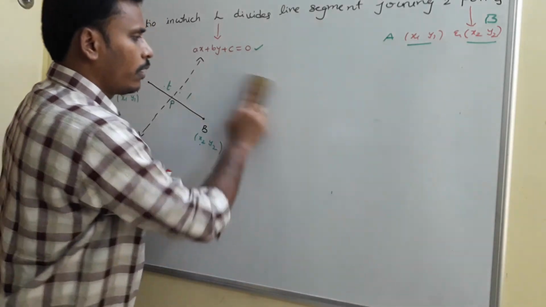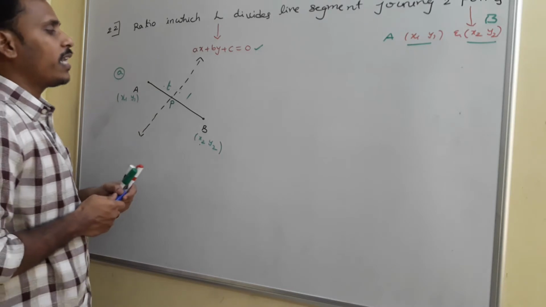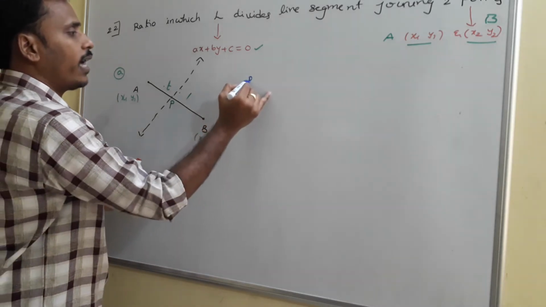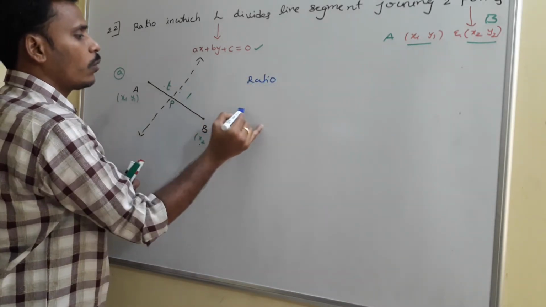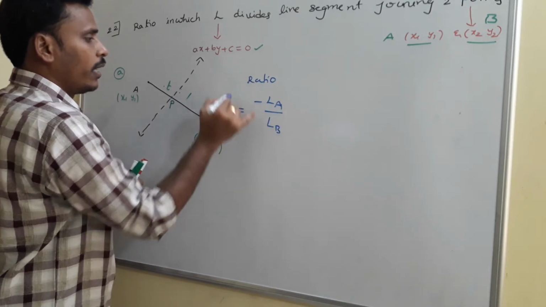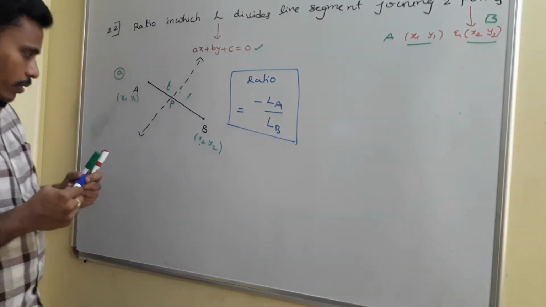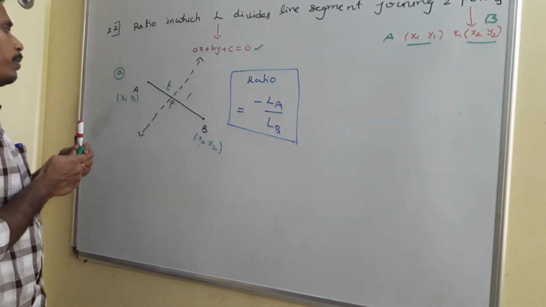We have the ratio in which the line divides the line segment joining 2 points as ratio is equals to minus LA divided by LB. It happens in all the situations, right? And now we are going to discuss the B bit.